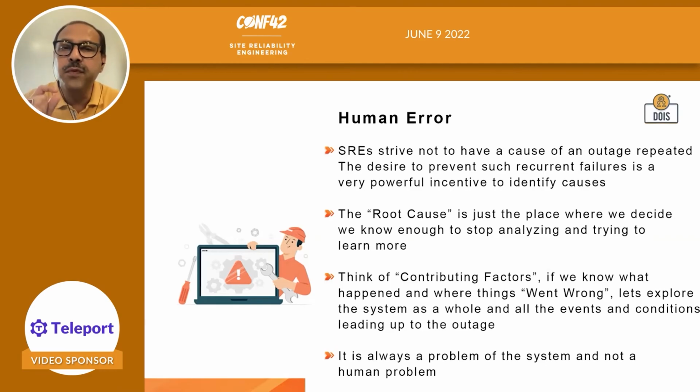So we have to move to think about the contributing factors. If we know what happened, where things went wrong, let's explore the system as a whole and all the events and conditions leading to the outage. Again, this is related to point fixing. We are not looking at only point fixing the current problem, but all things that may lead to it, all things that this can cause in future. And as I said, it's always a problem of the system, not a human problem.